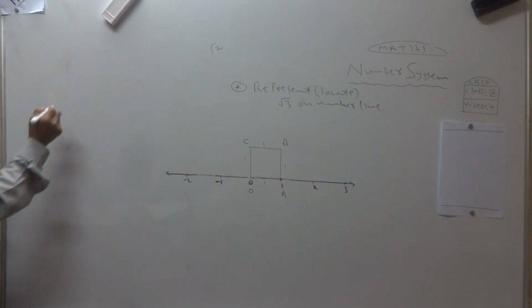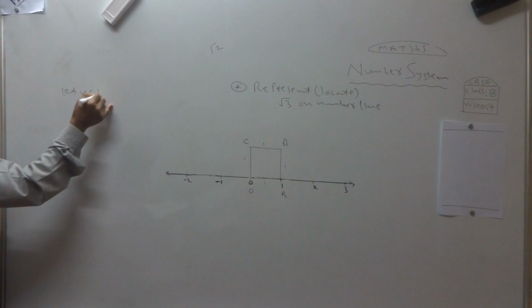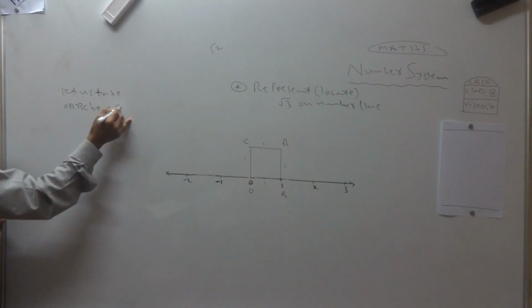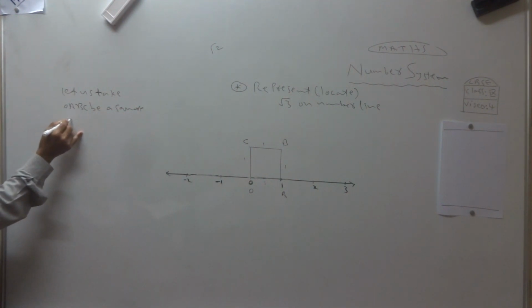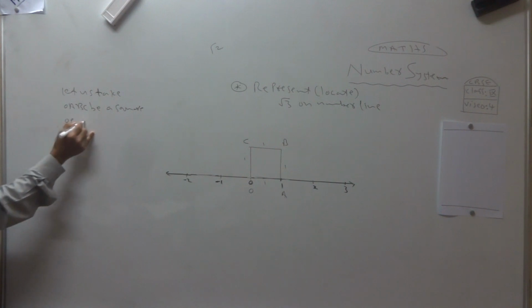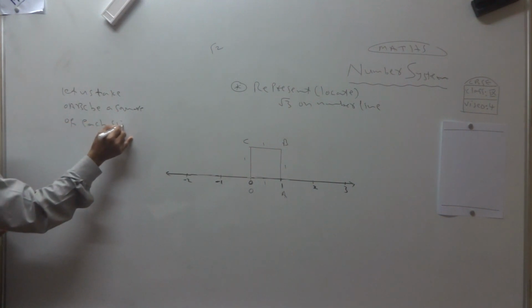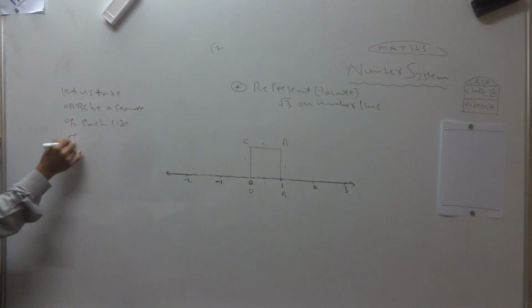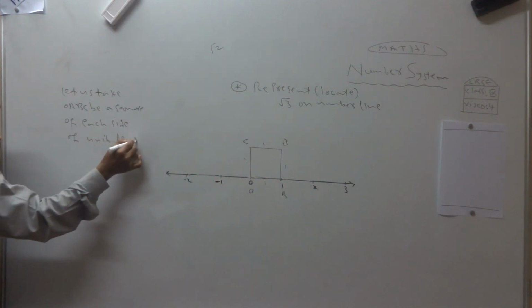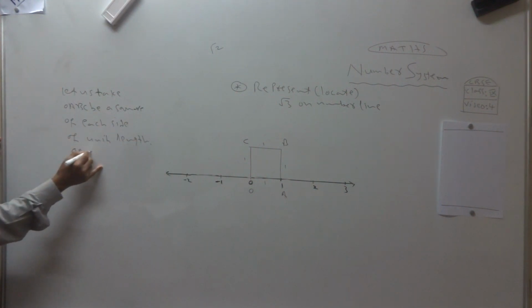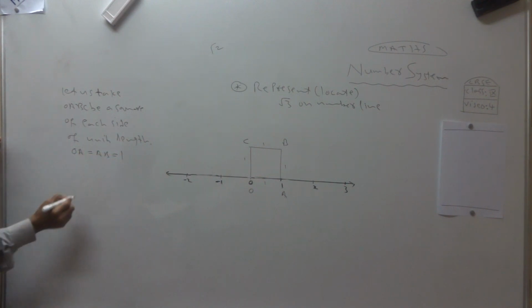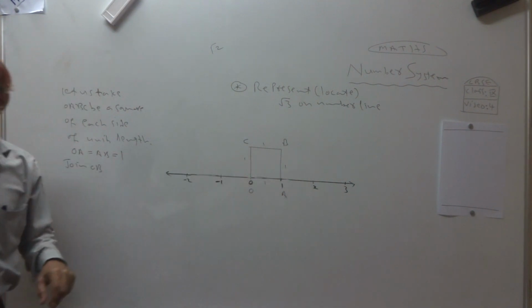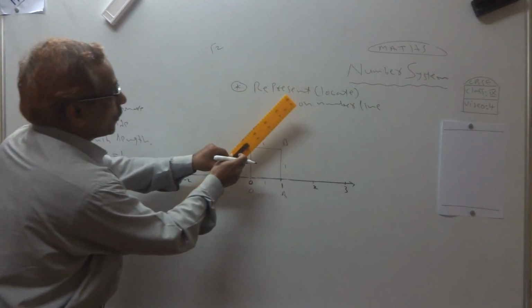So first we write: let us take OABC be a square of each side of unit length. Unit length means 1 centimeter. So OA is 1, AB also 1. Then what we do? Join OB. All these we have done in the root 2 question.